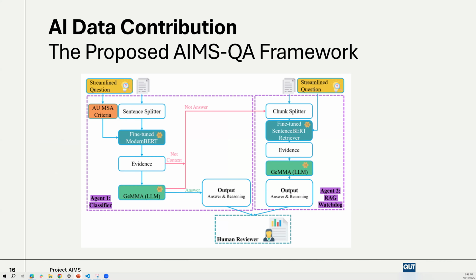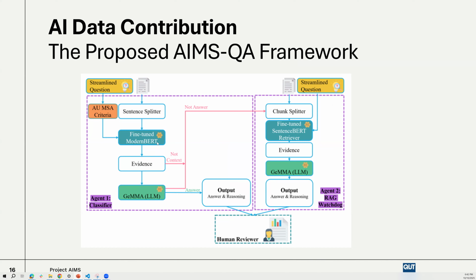Now, once we have built this framework, we were able to come back to our data development. And now I would like to move into the second contribution of this paper, which is to AI and data. And what we were able to do was to build upon our previous work. And here it's mainly our fine-tuned ModernBERT.